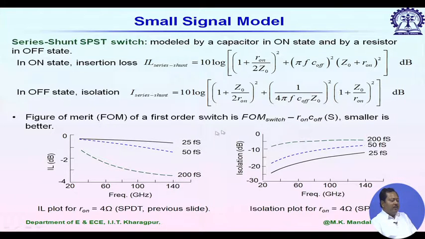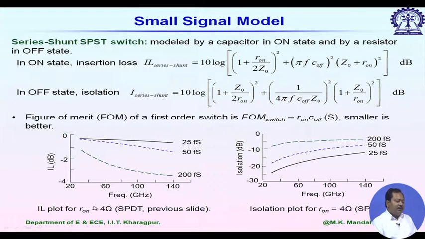For any given switch, to understand how good it is, we define a parameter called the figure of merit for a given first order switch with R and C. This is simply R on multiplied by C off, just like one RC circuit. The unit is second, a time constant, but with R in on state and C in off state. So, the smaller the figure of merit, the better the switch.